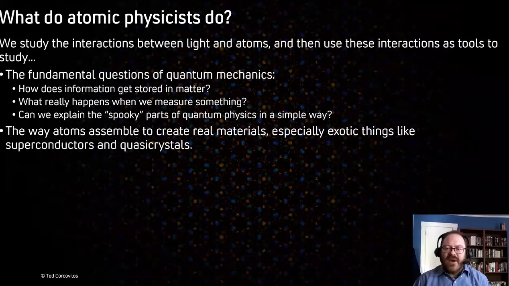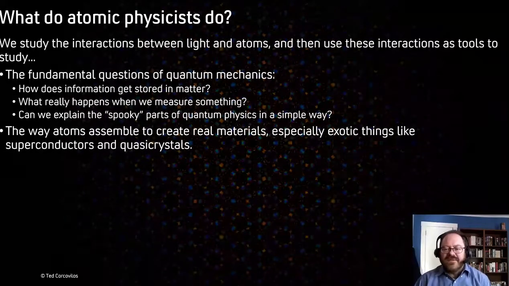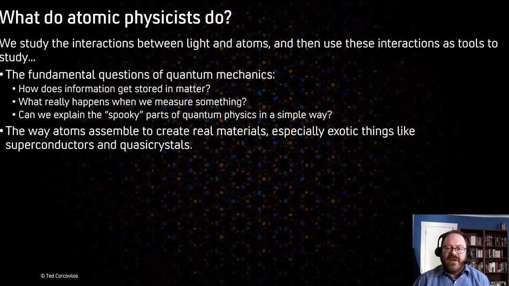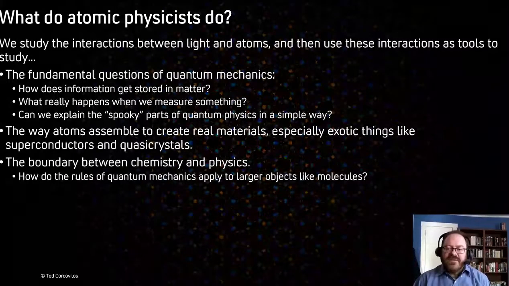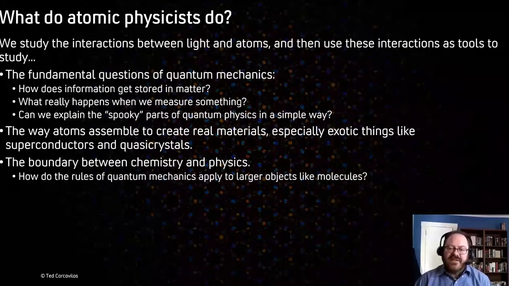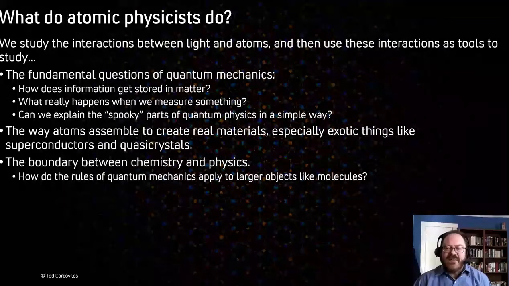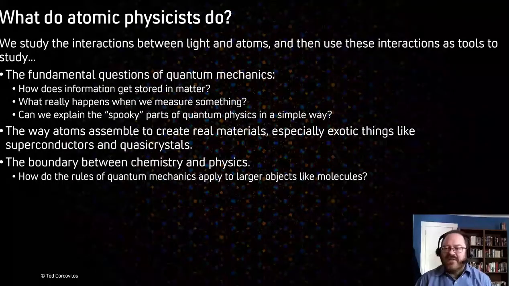We also look at the way atoms assemble to create real materials such as metals, semiconductors, and exotic things like superconductors and quasicrystals. Quasicrystals are the topic of my own research. We also study the boundary between chemistry and physics. How do the rules of quantum mechanics apply to larger things like molecules, especially things like biomolecules that are extremely large?